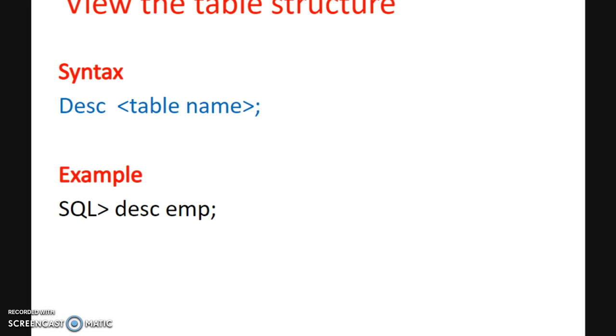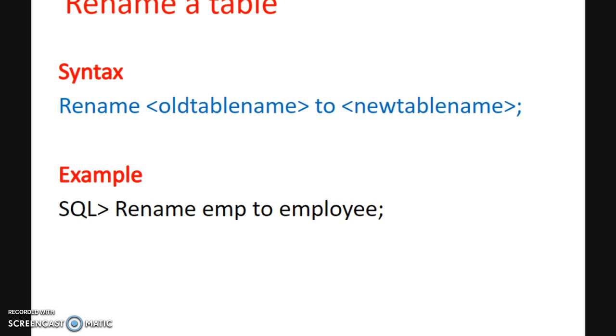Next, how are we going to view the particular table structure? We are going to use the keyword desc. Desc stands for description. Desc space table name. Desc table name, here is emp. It will display the structure of the table named emp. Next, rename. We can rename a particular table name. The syntax is rename old table name to new table name. Here the old table name is emp. It is renamed to employee. Rename old name emp to employee.